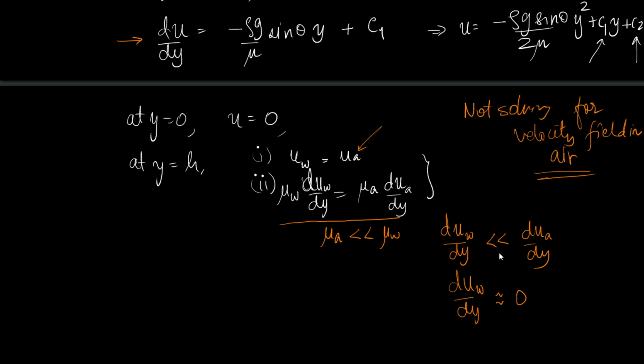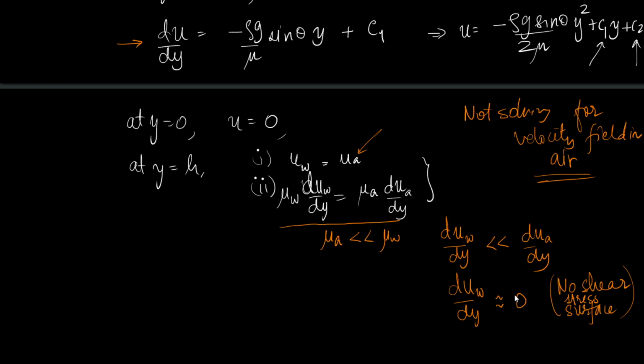So the top surface is essentially behaving like a no shear surface. I mean, no shear stress surface, not no shear. It's effectively behaving like a no shear stress surface. So at y equal to h, the approximate boundary condition would be du dy approximately equal to 0.